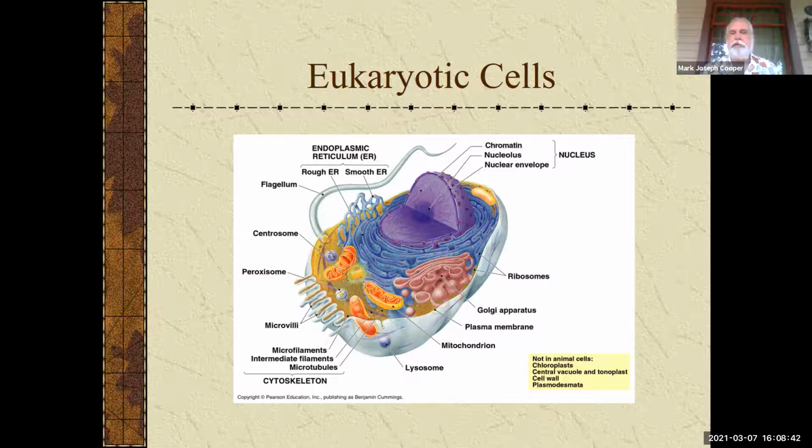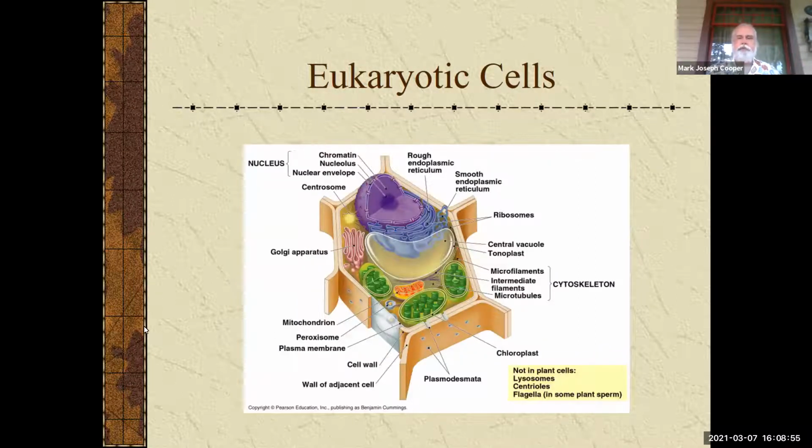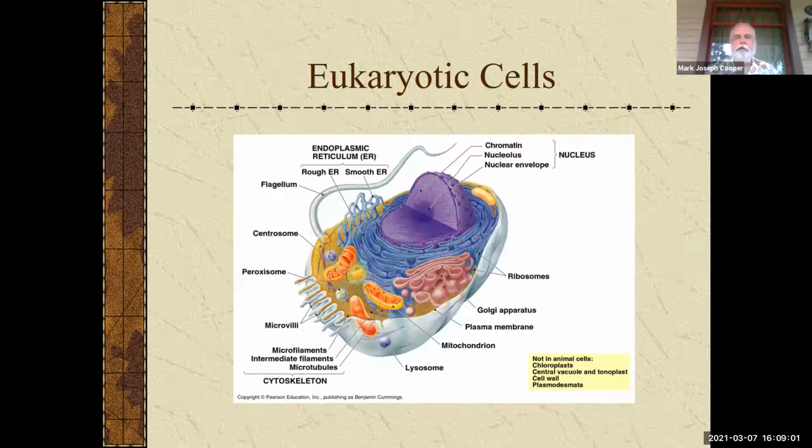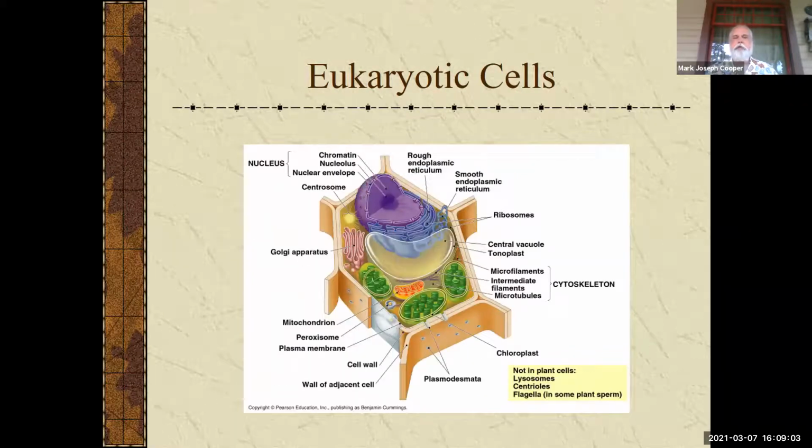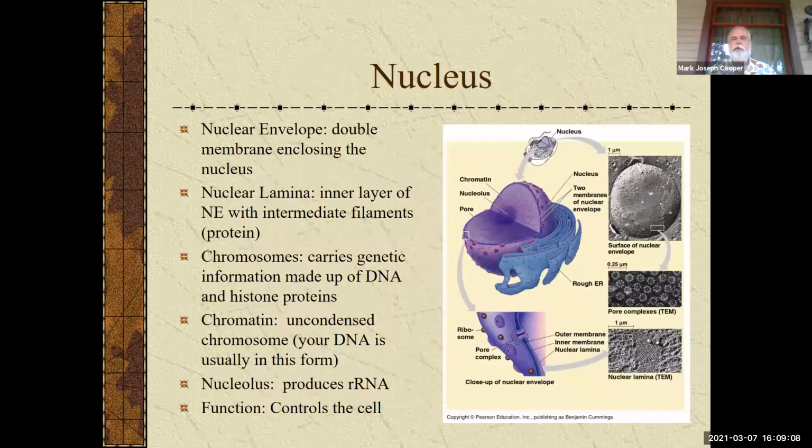So what I would like to do with this video is walk through the parts very quickly and try to make it pretty simple. Here again, I'm showing you plant and animal cells, and we can come back to those and how they differ toward the end. Okay, so what we want to do is go through the parts, and I'm not going to read all this to you, so you can look this over.